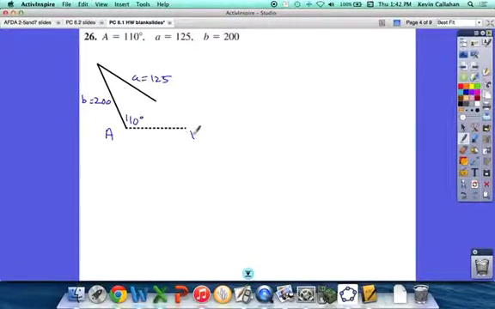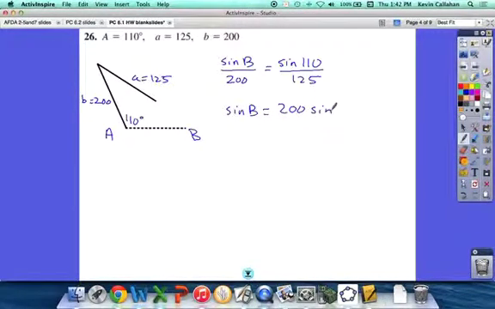So first step, we're going to solve for angle B. The sine of B divided by 200 equals the sine of 110 divided by 125. So the sine of B equals 200 times the sine of 110 divided by 125. So the sine of B equals 200 sine 110 divided by 125. 1.5 something.